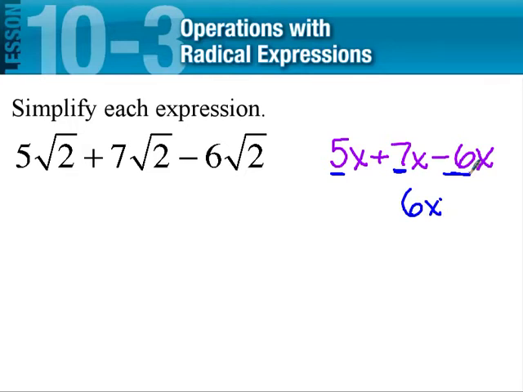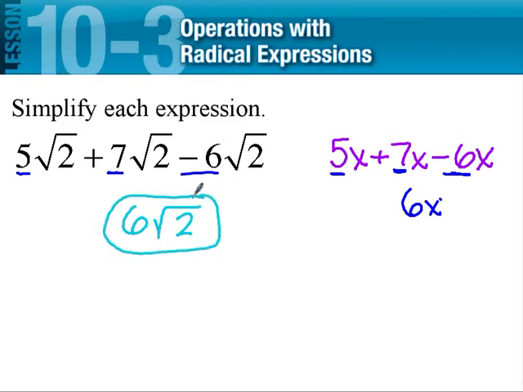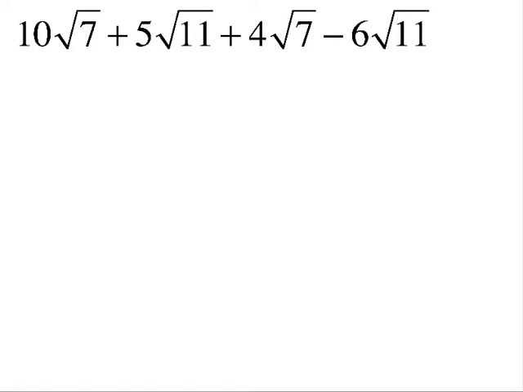So in this case, I see I've got 5 root 2, 7 root 2, minus 6 root 2. So I'm going to take 5 plus 7 and subtract 6. And what do you get? 6, and my answer will be root 2, just as it was with the x. You don't do anything to the root 2. You leave it alone. And that is your final answer. Okay, pretty straightforward. Let's look at the next one.